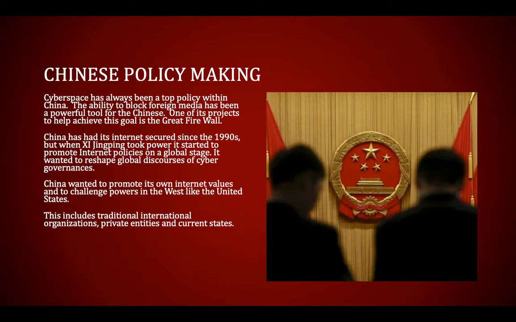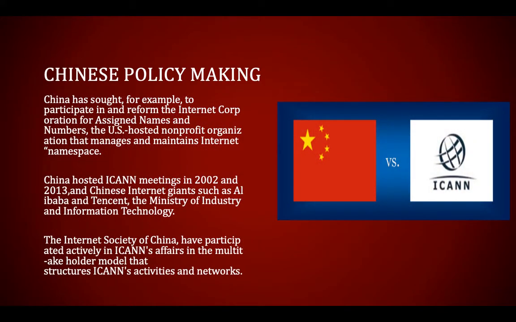China has had its own internet secured since the 1990s. When Xi Jinping took power, it started to promote its internet policies on a global stage. It wanted to reshape the global discourse of cyber governance. China wanted to promote its own internet values and to challenge powers in the West like the United States. This includes traditional international organizations, private entities, and current states. China has sought, for example, to participate in reform of the Internet Corporation for Assigned Names and Numbers, the U.S.-based nonprofit organization that manages and maintains the internet namespace.